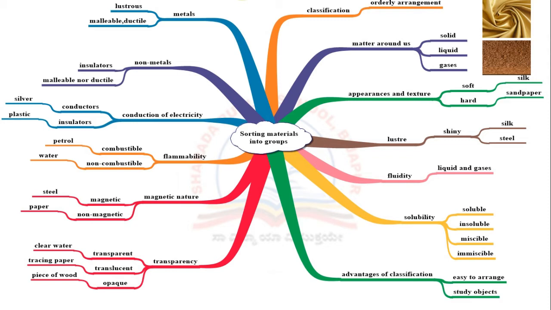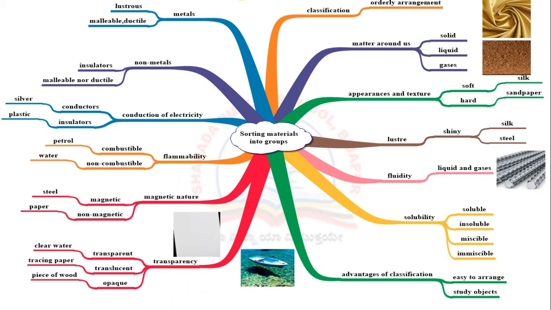Easy to arrange. To study the objects. Students, let us learn about transparency. Transparent materials. Transparent materials are those materials which allow light to pass through them completely. Example, clear water. Translucent materials, allowing light but not detailed shape. Example, tracing paper. Opaque object, not able to be seen through.